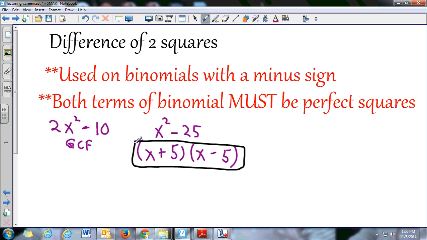Notice that both binomials pretty much look like the same thing. They both have an x, they both have a 5. But the signs are always opposites. One's a plus and one's a minus. That's true every time you factor a difference of two squares.